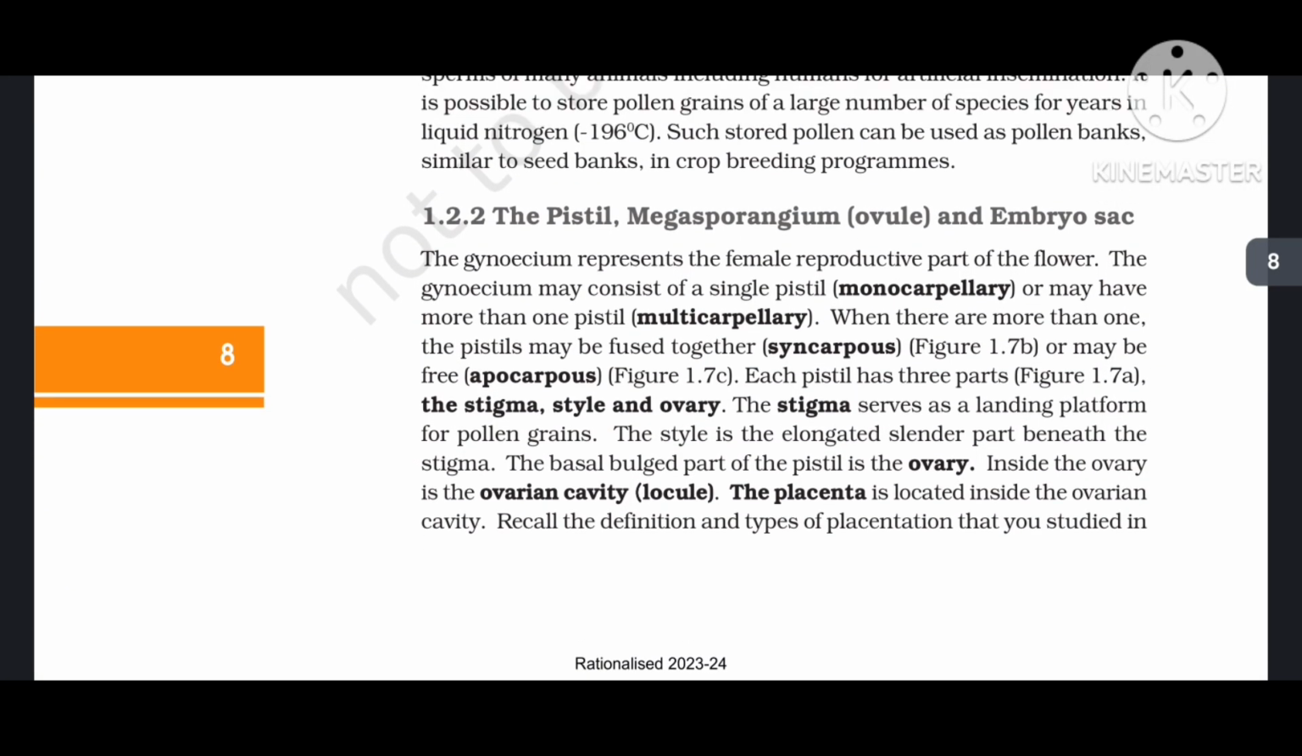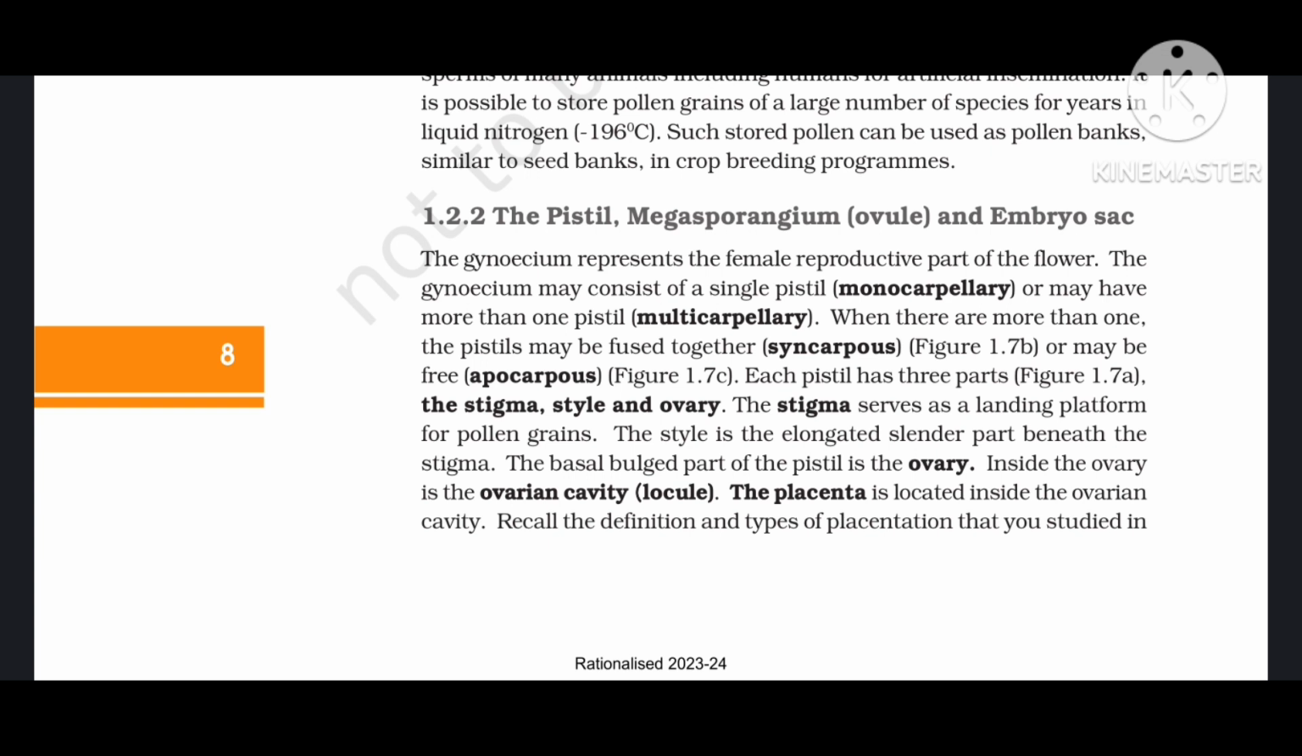1.2.2 The pistil, megasporangium, ovule and embryo sac. The gynoecium represents the female reproductive part of the flower. The gynoecium may consist of a single pistil (monocarpellary) or may have more than one pistil (multicarpellary). When there are more than one, the pistils may be fused together (syncarpous, figure 2.7b) or may be free (apocarpous, figure 2.7c).